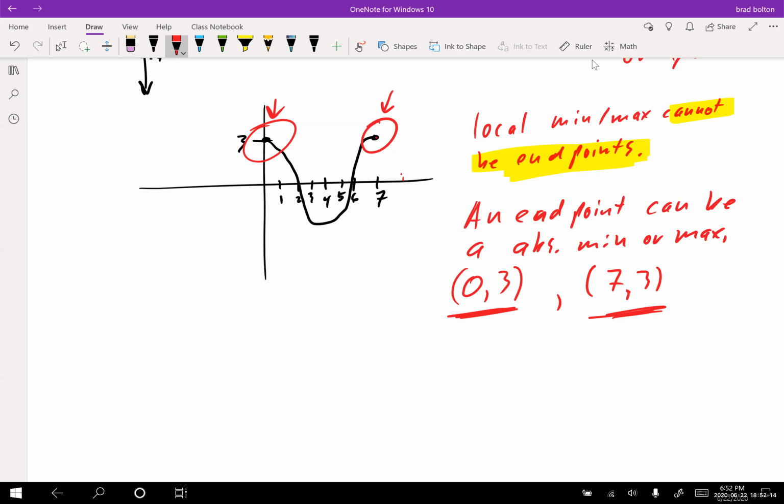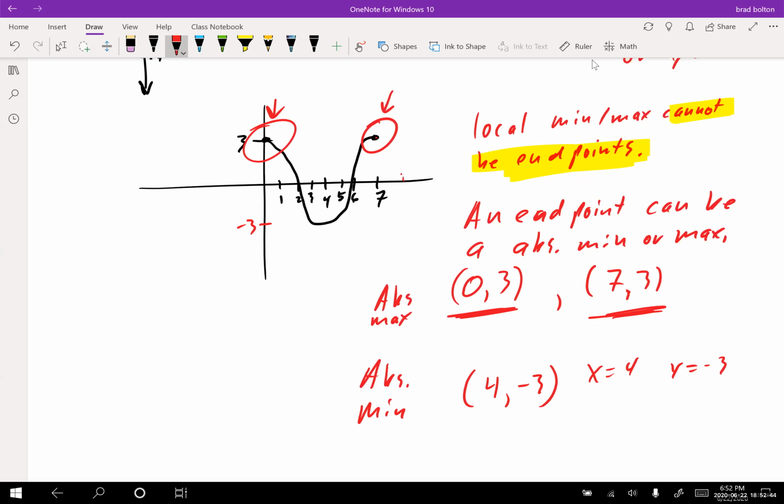In this case, we do have an absolute min as well. So these are the absolute maxes, and let me do the absolute min. Let's say that it's -3. So the absolute min in this case is 4, -3. That is the lowest point this graph will ever go. Okay, so x equals 4, y equals -3.